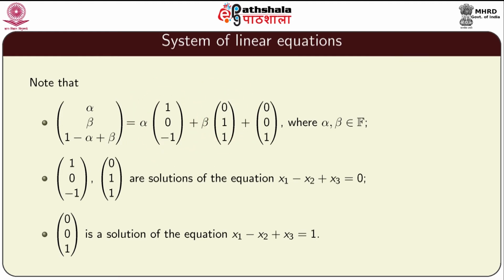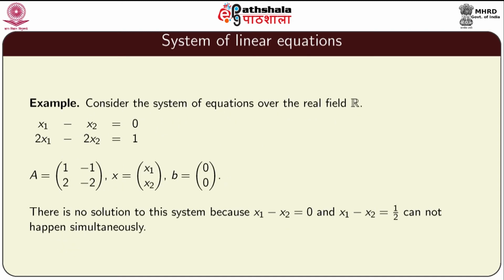Now, what is interesting here is that these two, (1, 0, minus 1) and (0, 1, 1), are solutions of the corresponding homogeneous equation, that is x1 minus x2 plus x3 equal to 0. We have not defined homogeneous equation yet, but that is precisely what we would be calling the corresponding homogeneous equation, that is when there is 0 on the right hand side of the equality sign, and (0, 0, 1) happens to be a particular solution of the equation x1 minus x2 plus x3 equal to 1.